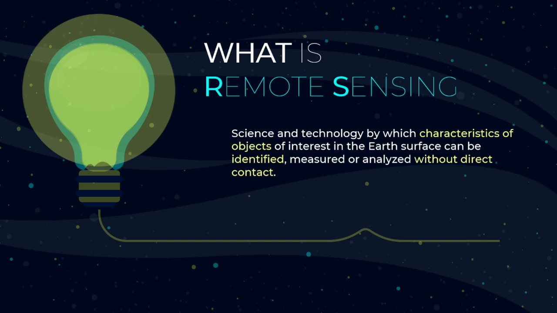Okay, first of all, we will see what is remote sensing. Actually, remote sensing is a science and technology by which the characteristics of objects of interest on the Earth's surface can be identified, measured, or analyzed without direct contact, which means we can acquire information of the objects which are on the Earth's surface without physically contacting them.